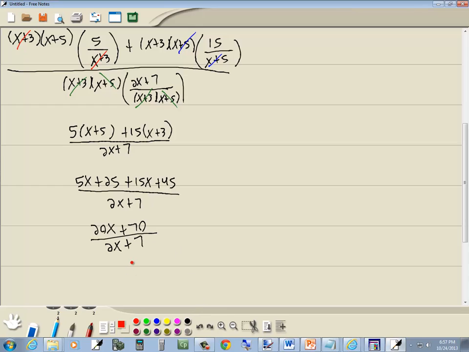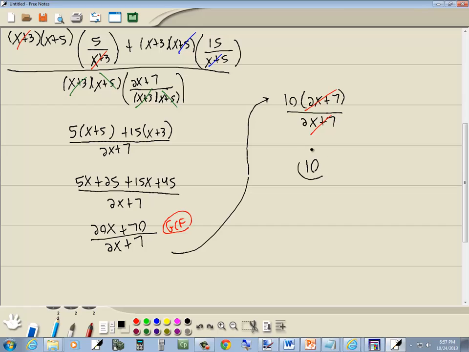Well, we got rid of our inner denominators, and now, after we combine together like terms and so forth, we want to factor the top, factor the bottom. Well, top part factors with GCF, bottom part doesn't factor. So top part, they're both divisible by 10, so I factor out a 10, and that leaves us 2x plus 7. Then we cancel if possible. Well, these both have a 2x plus 7, so those cancel. And our answer is equal to 10.